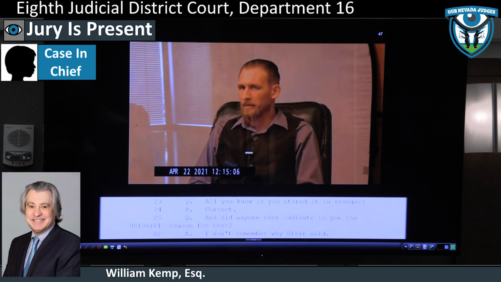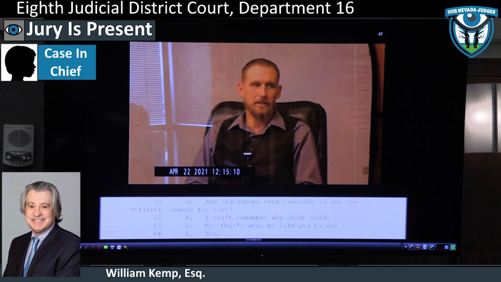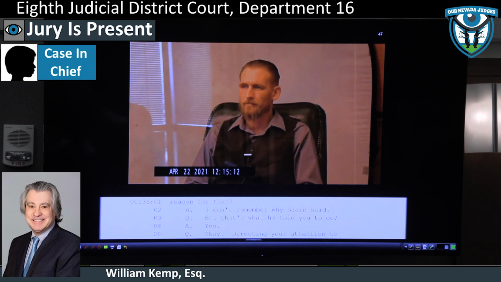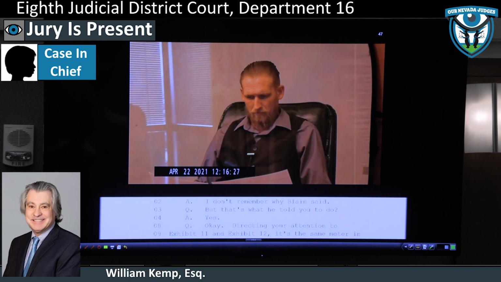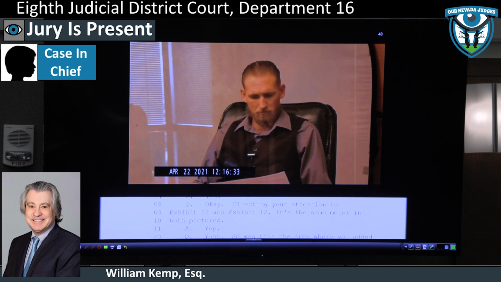Okay. And did anyone ever indicate to you the reason for that? I don't remember what Blaine said. That's what Blaine said. I don't remember what Blaine said, I'm sorry. But that's what he told you to do. Yes. Okay, directing your attention to Exhibit 11 and Exhibit 12. It's the same meter in both pictures? Yep.